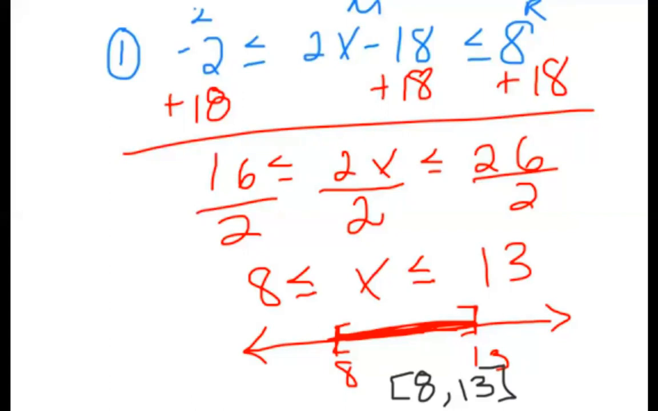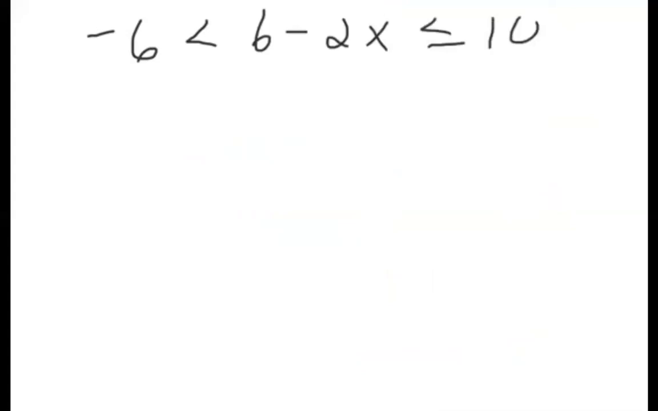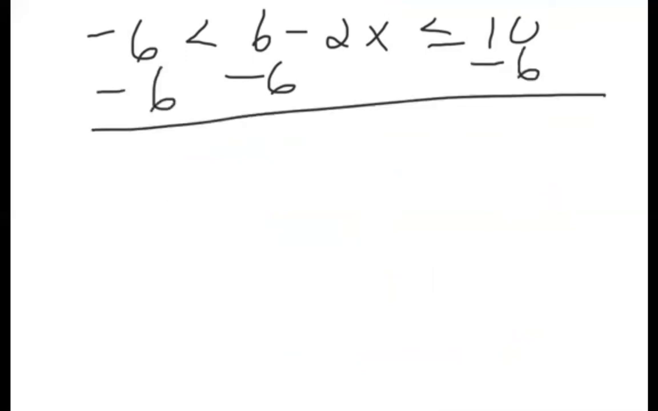Now let's move on to a second one. I'm only doing 3 examples, guys. Negative 6 is less than 6 minus 2x less than or equal to 10. So we started by subtracting 6 from the middle, 6 from the left, 6 from the right. So this leaves us with negative 12 less than negative 2x less than or equal to positive 4.